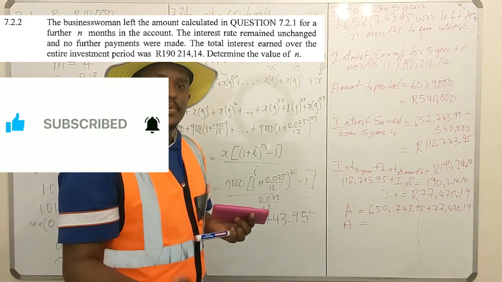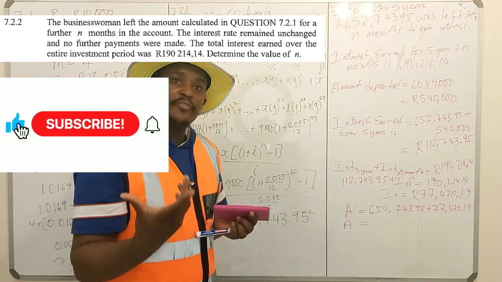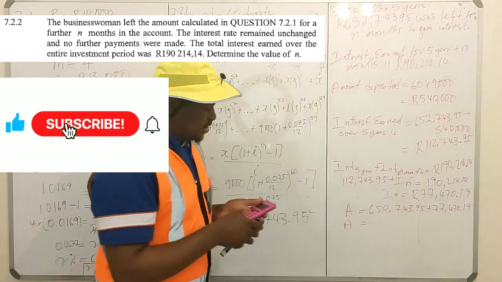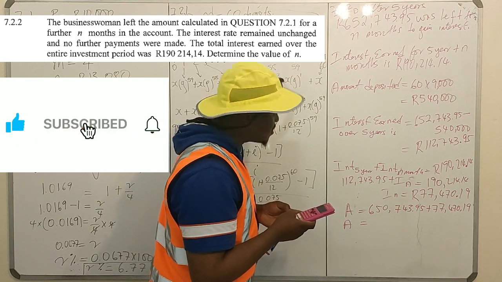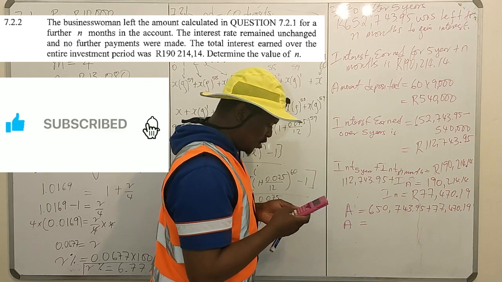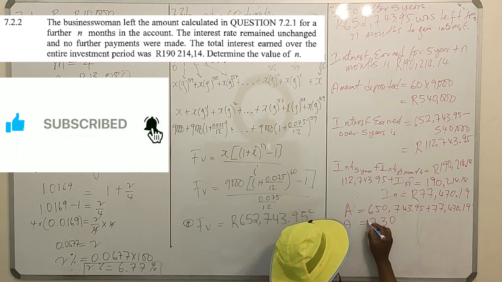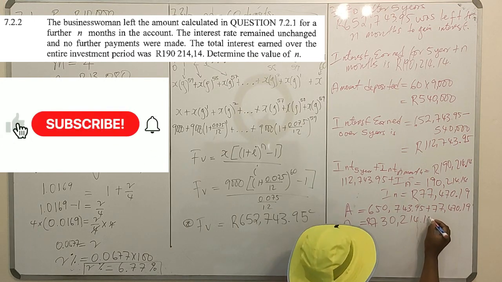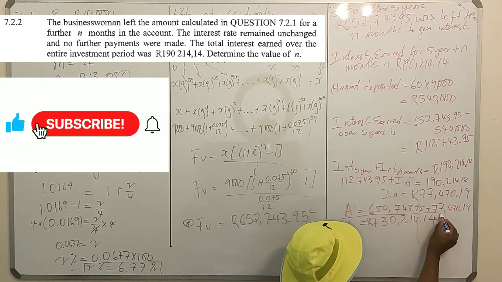So if the businesswoman was withdrawing her money at the end of n months, this is the amount that she will be having in her account, which is this 77,470 rands 19 cents plus 652,743 rands 95 cents. So she will be having 730,214 rands 14 cents. So this is the amount that she will be having.